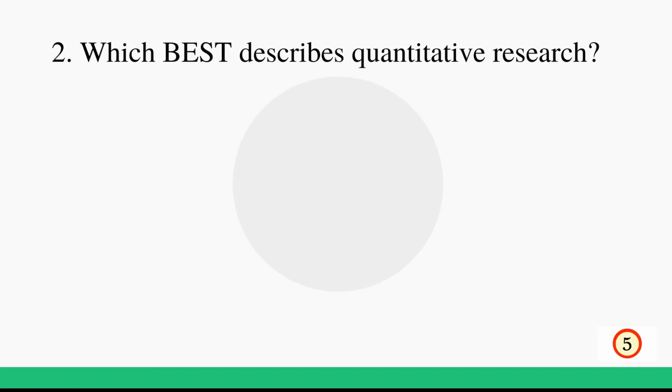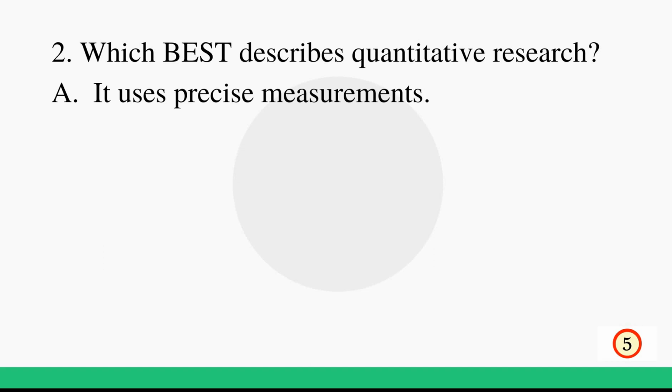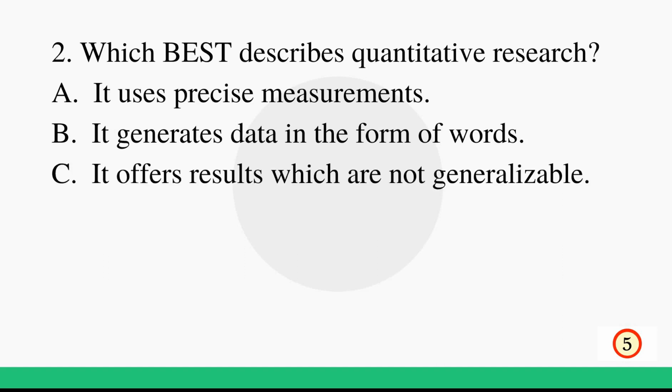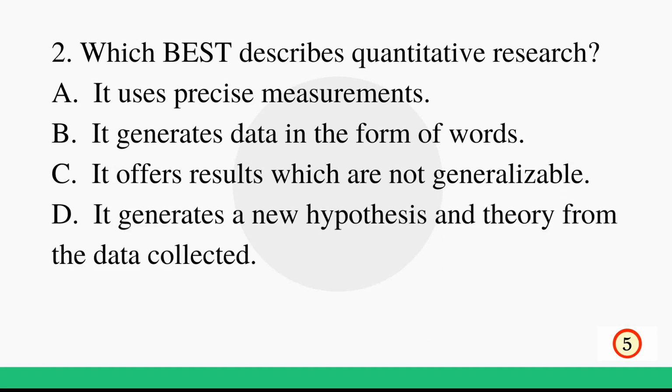Question number 2. Which best describes quantitative research? A. It uses precise measurements. B. It generates data in the form of words. C. It offers results which are not generalizable. Or D. It generates a new hypothesis and theory from the data collected. Begin. And the correct answer is A. Did you get it right?